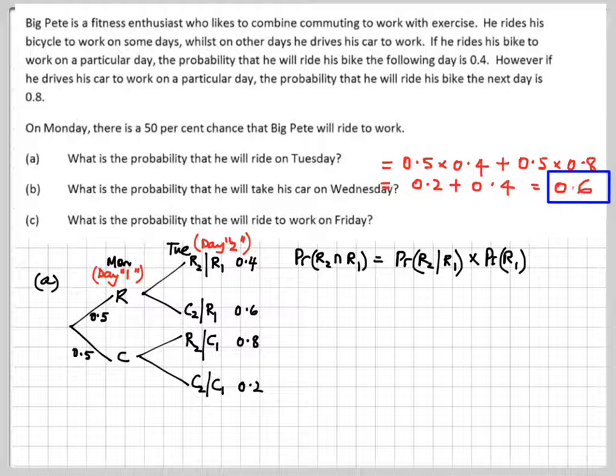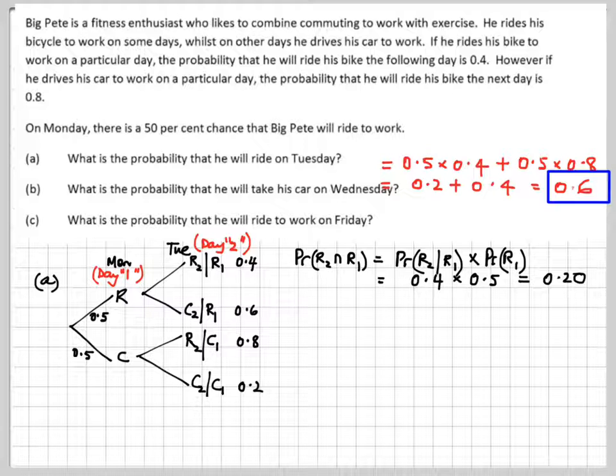So, according to the multiplication formula, it's the probability of R2 given R1, because that tree diagram indicates that we definitely rode on day 1 for that particular twig, times the probability of R1. Yeah, and that's it. Okay, so there are the probabilities, and we multiply them together and we get 0.2.